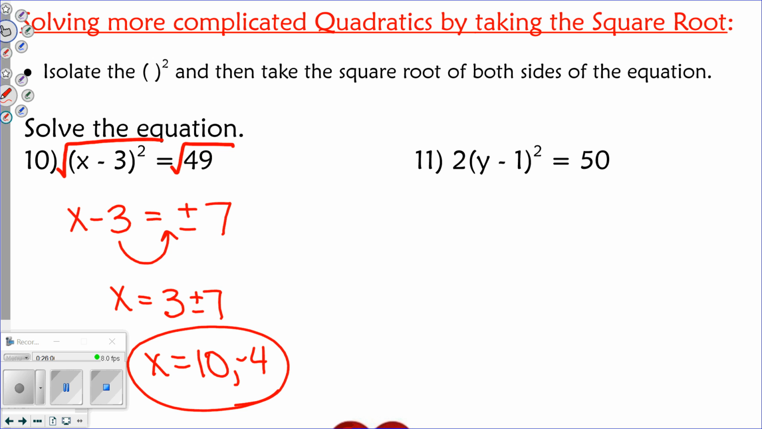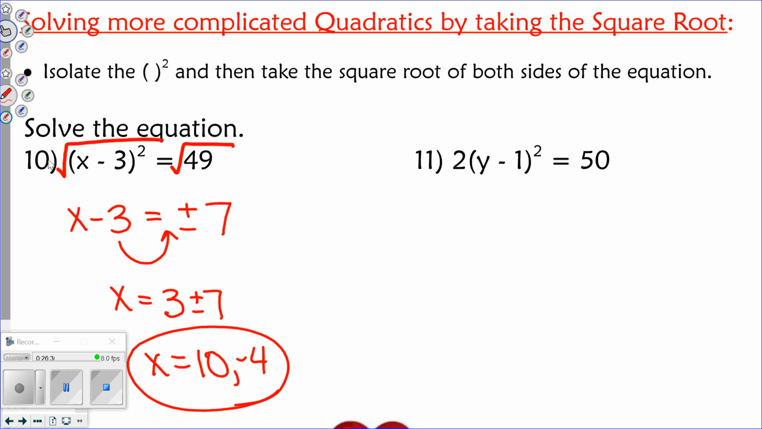There's my two answers. The habit, or what people try to do, is they add this over and say, oh yeah, it's plus or minus 10. No, it's not. Because if I plug in a negative 10 up here, negative 10 minus 3 is negative 13. Negative 13 squared, is it 49? No, it's not. But if I plug in a 10, 10 minus 3 is 7, 7 squared is 49.